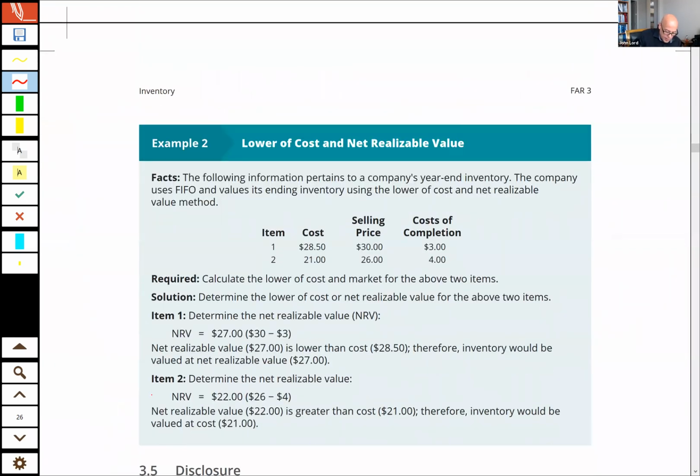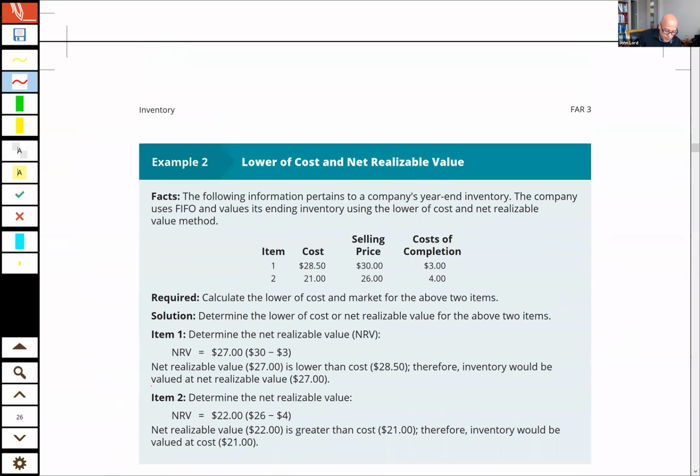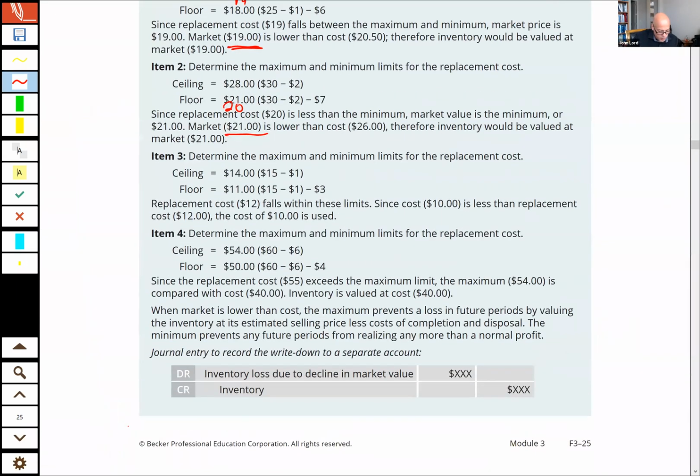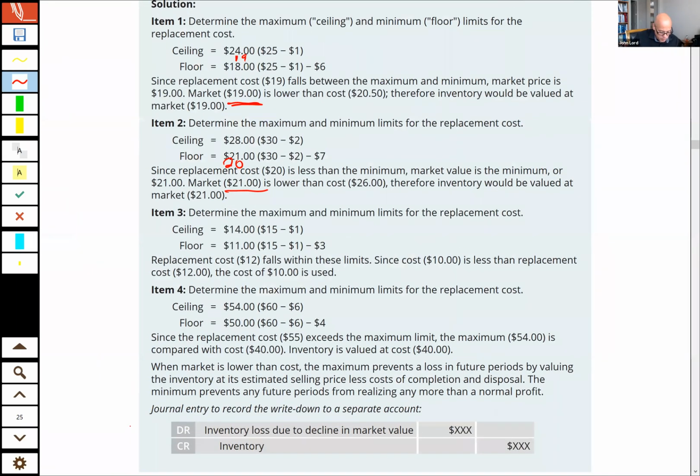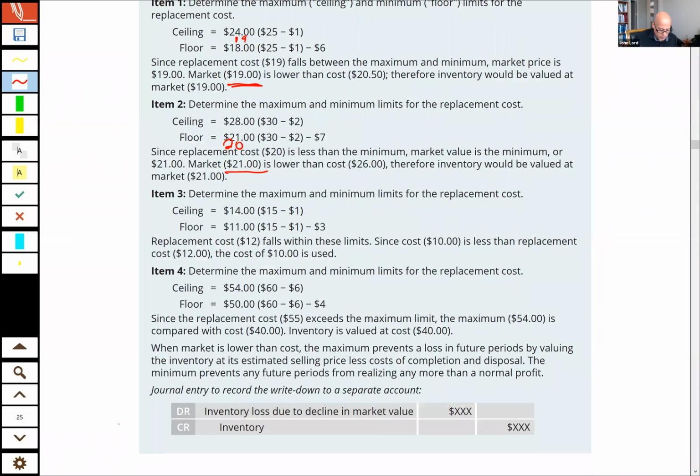Okay. Let me look at one thing just to emphasize the comparison to cost part. Let's look at this journal entry down here that they're telling me. So in this example, all right, is everybody back?